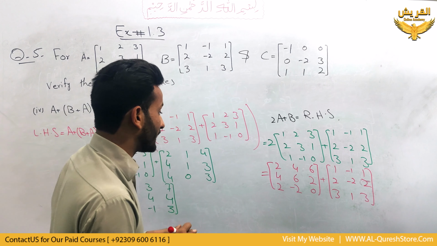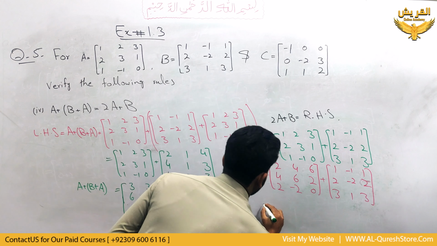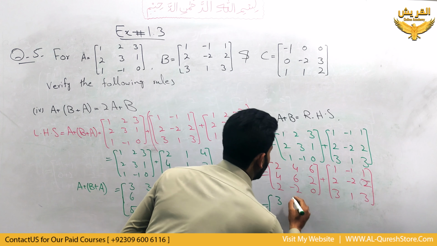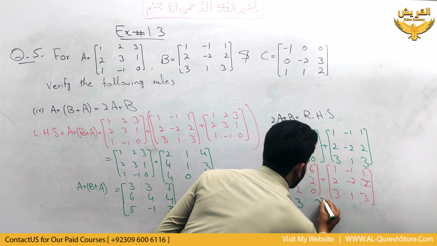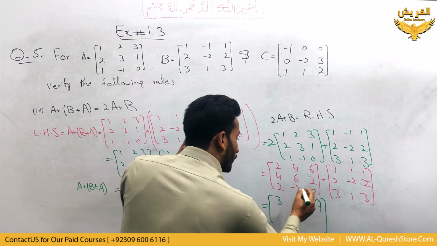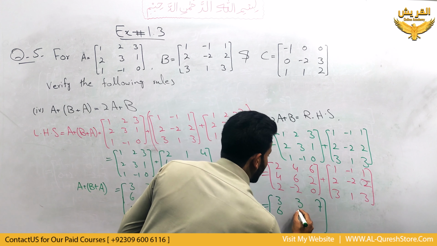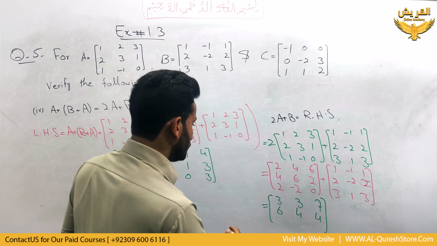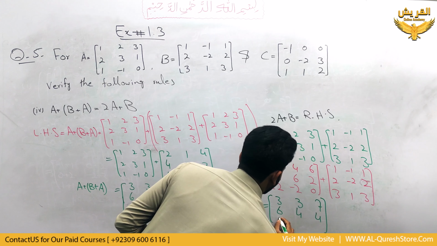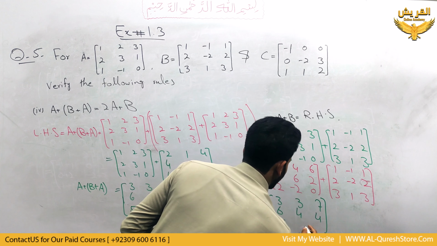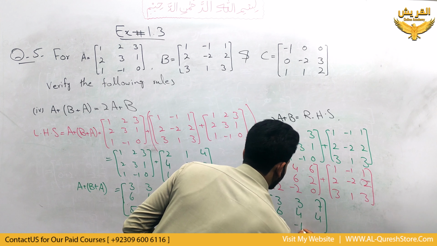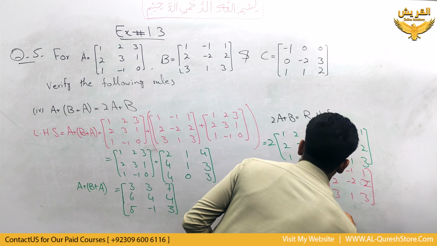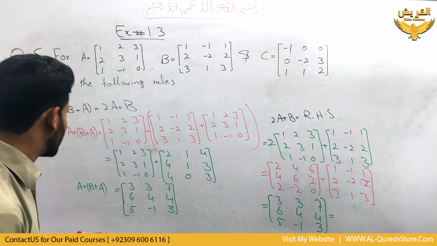By adding these two matrices, we find here 2 plus 1, 3, 4 minus 1, 3, 6 plus 1 is equal to 7. For second row, 4 plus 2, 6, 6 minus 2, 4 and 2 plus 2, 4. 2 plus 3, 5, minus 2 plus 1, minus 1, 0 plus 3, 3. This is equal to the right hand side of the question.